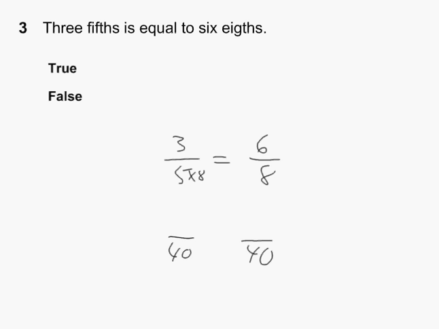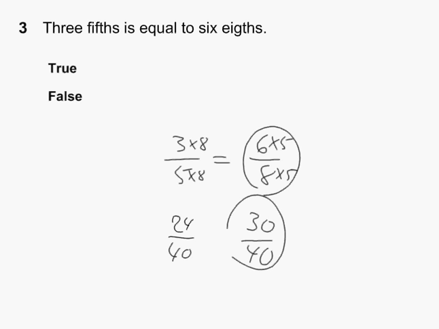Now I multiplied 5 by 8 to get 40, so I have to multiply the numerator by 8 as well. So 24/40 and 3/5 are the same amount. They're different fractions, but they're equivalent fractions. And if I go over here, I multiplied 8 by 5 to get 40, so I do the same to the numerator. I get 30 out of 40. So when I look at them as equivalent fractions with the same denominator, I clearly say they're not the same. This is actually a larger fraction than 3/5, so the answer therefore is false.